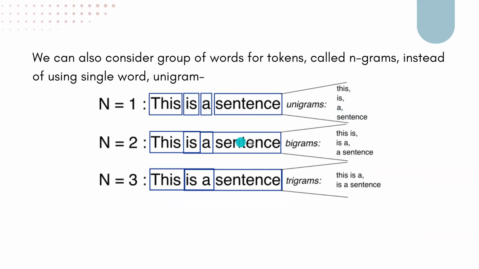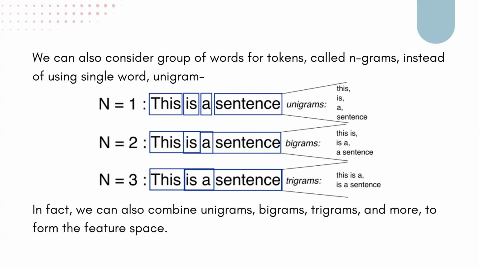But we can also use a tokenizer like bigram. Then we are taking a group of two members. Like "this is" is one entity, "is also" is one entity, "a sentence" is also one entity. We can also use the trigram. We can also combine unigram, bigram, and trigram together to get the feature space and get complex vectorized vectors out of the text.